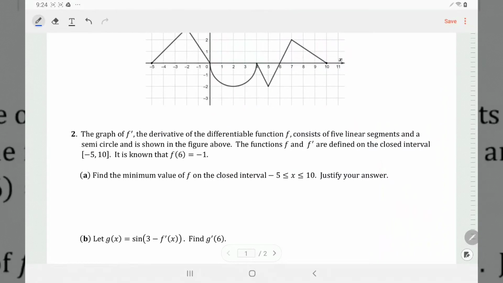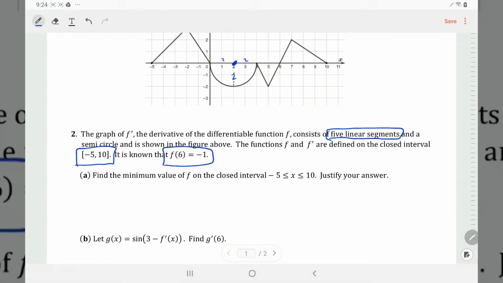The graph of f prime, the derivative of the differentiable function f, consists of 5 linear segments. Okay, so they're all lines. And a semicircle. So here's my semicircle, and it's shown in the figure above. So this looks like 2, 2, 2. And the function is defined on the closed interval. It is known that f of 6 equals negative 1. Find the minimum value for f.